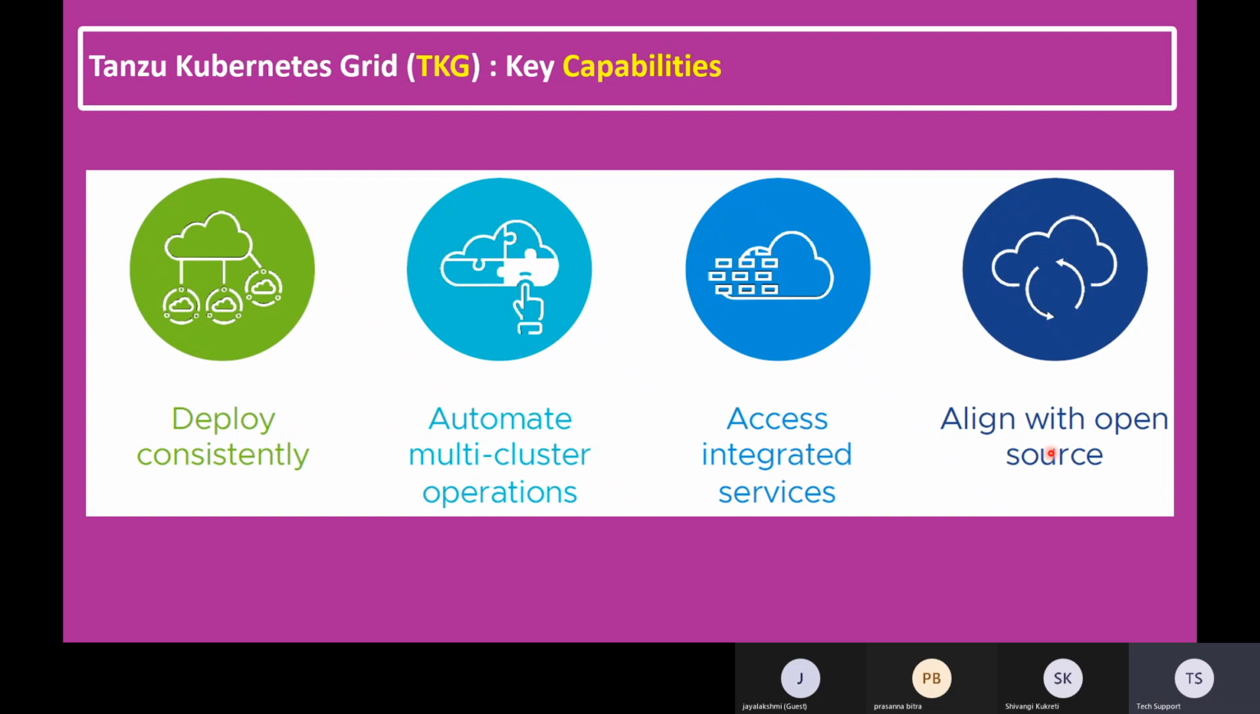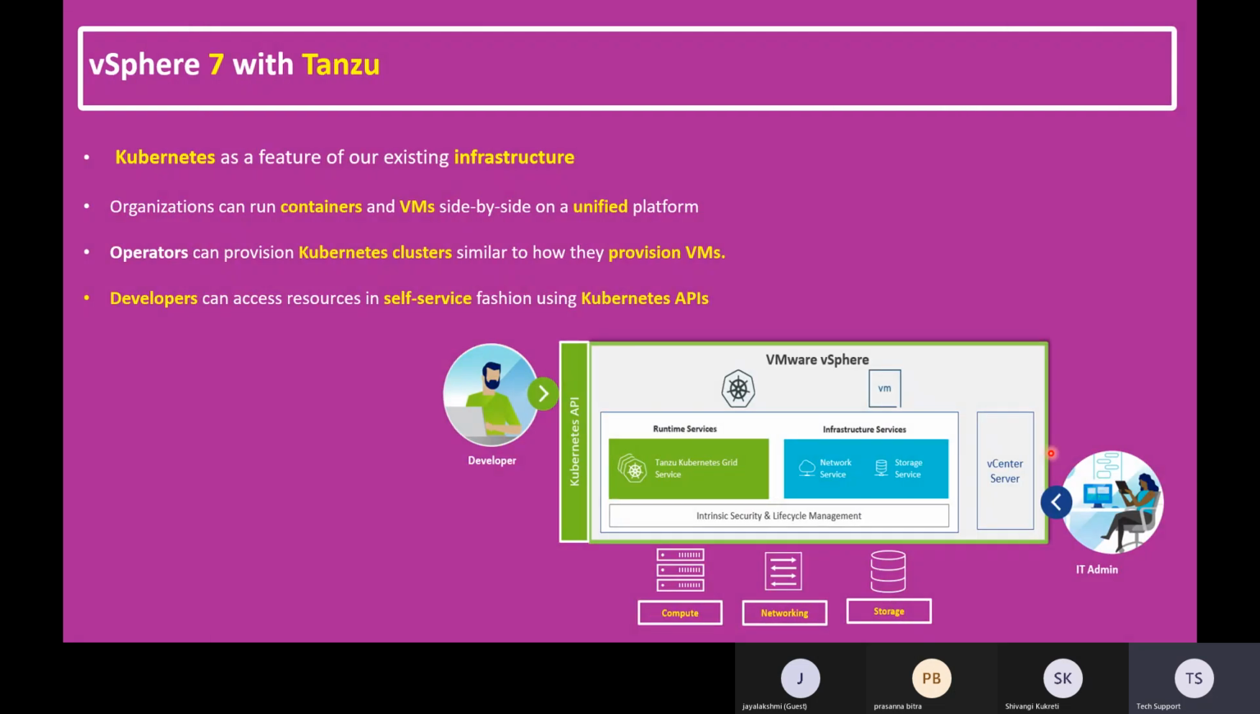That flexibility is provided by VMware. These free tools you can verify from the CNCF landscape website. Okay, so some more additional points specifically related to vSphere 7 with Tanzu. So Kubernetes as a feature of our existing infrastructure.